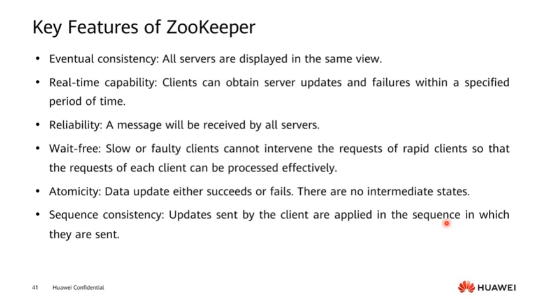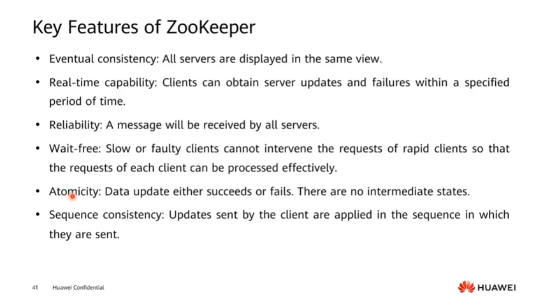Next are some key features of Zookeeper. First is the eventual consistency. It means that all servers are displayed in the same view. Second is its real-time capability. Clients can obtain server updates and failures within a specified period of time. Third is the reliability. It means that once a message is received by one server, it will be received by the rest of the servers. Fourth is the wait-free feature. Slow or faulty clients cannot intervene in the requests of rapid clients, so that the requests of each client can be processed effectively.